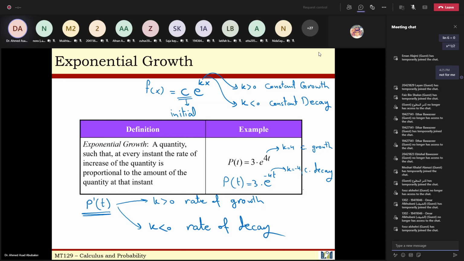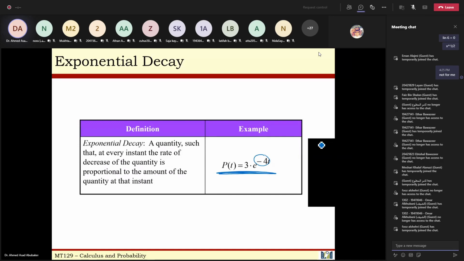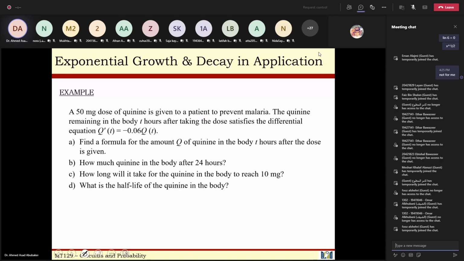Now go to the example above for this application. Look at the first one. We have a 50 milligram dose of quinine given to a patient with malaria. The quinine remaining in the body T hours after taking the dose satisfies this differential equation. Okay, now we need to find the Q.